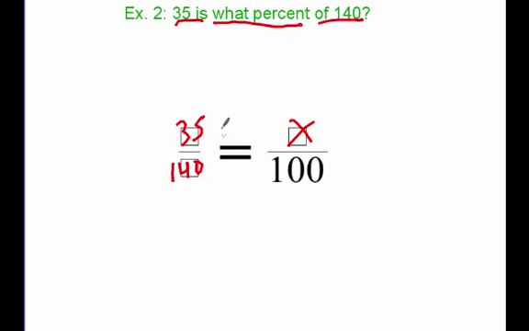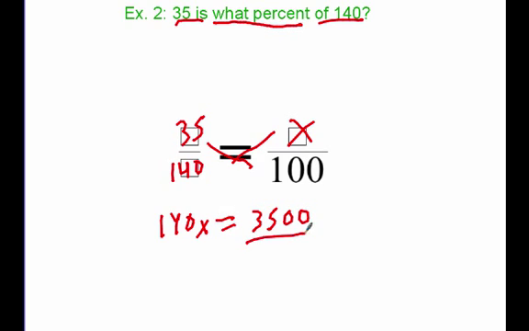So now I'm just going to cross multiply. X times 140 equals 140x. 35 times 100, 3,500. Divide both sides by 140. I don't know what this is off the top of my head. Let's just do the long division.